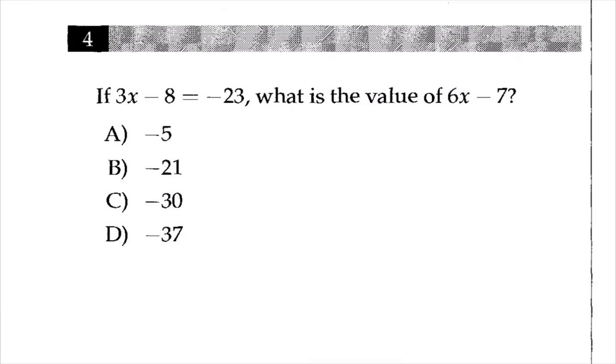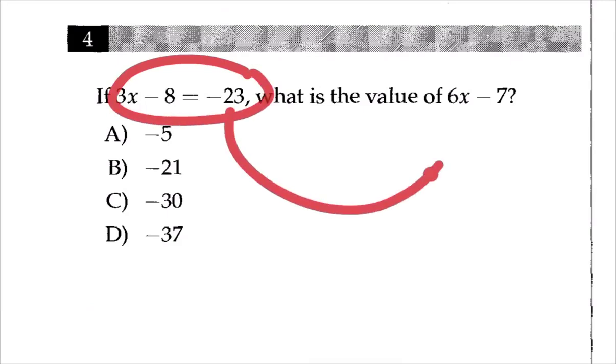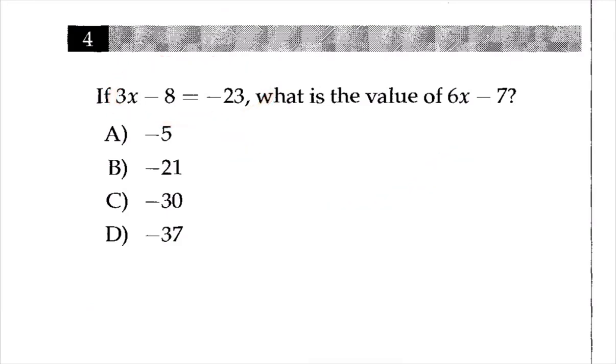Question number 4. If 3x minus 8 equals negative 23, what is the value of 6x minus 7? So we can get the value of x from here and substitute on this expression. So let's shift negative 8 to the other side. So 3x will be equal, we have already here negative 23, and if you shift negative 8, it will be plus 8. So 3x equal negative 23 plus 8, which is negative 15.